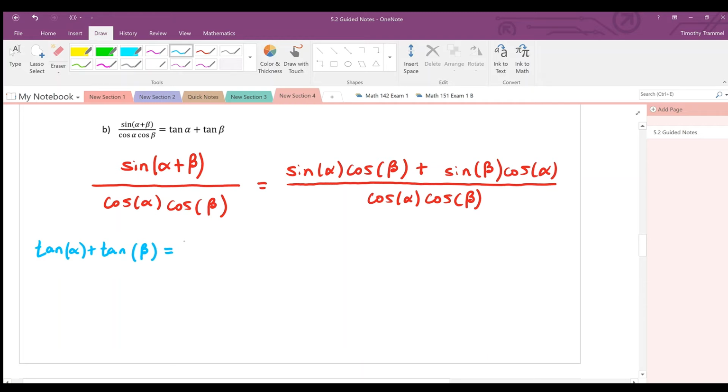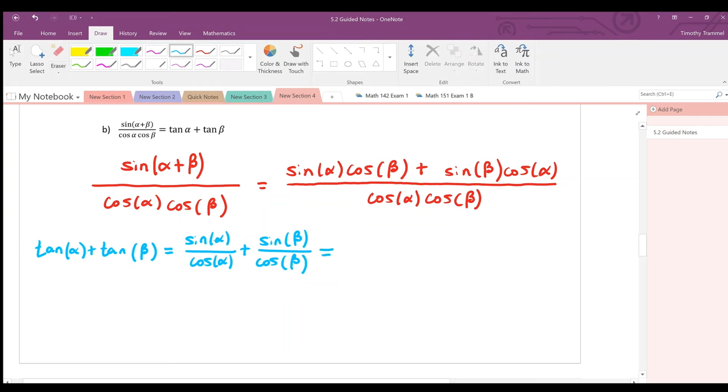Okay, so we have sine of alpha over cosine of alpha plus sine of beta over cosine of beta. Now, this is actually looking closer to this thing here. Let's get a common denominator and add these two together.